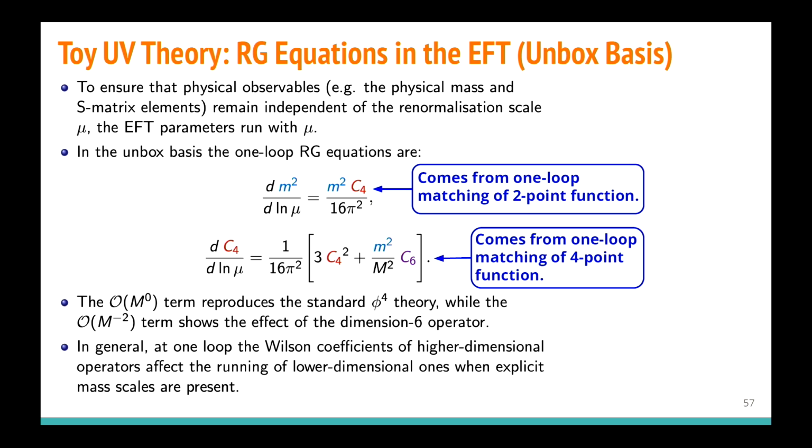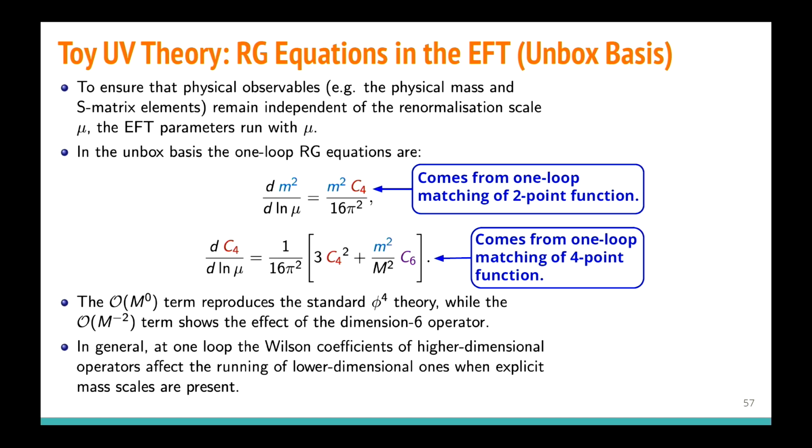Now coming to RG equations in the EFT, now we discuss in the unboxed basis. In order to ensure that the physical observables, that is the physical mass and the S matrix elements, remain independent of the renormalization scale mu, the EFT parameters should also run with mu. So we had the mass running with mu, and we should also have the EFT parameters running with mu. In the unboxed basis, the one loop RG equation is the one that we already wrote down, d m squared by d log mu is equal to m squared c4 by 16 pi squared.